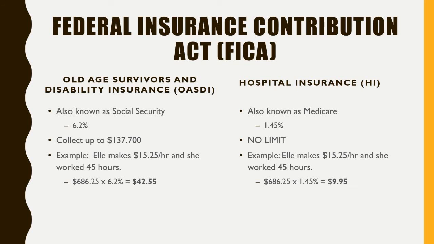And it is 6.2%. It's been 6.2% for the longest time, and it's still going to be 6.2%. That's how much you must take out of every paycheck. However, there's only so much you can contribute toward your own Social Security. The maximum limit is that you can only collect up to $137,700, and that's as of 2020.